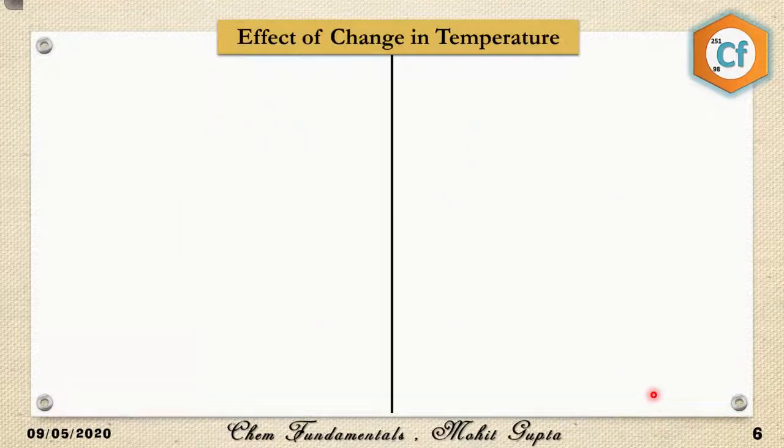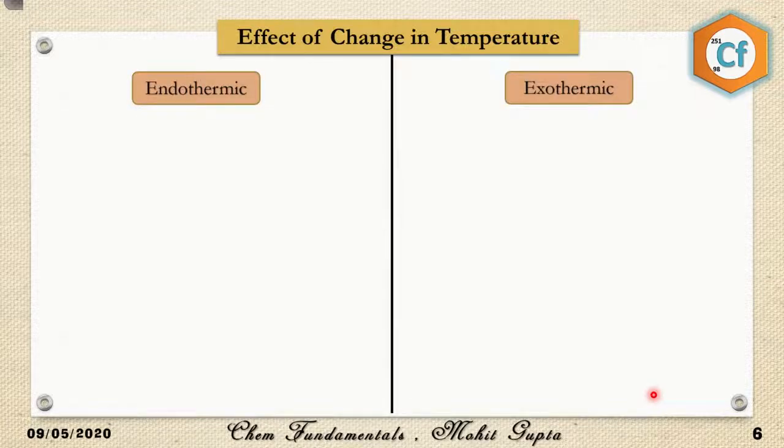Next, we talk about the effect of change in temperature. In order to study the effect of change in temperature, we have to consider two types of reaction. One is exothermic and the other is endothermic. Endothermic are the reactions where energy is absorbed to carry out a reaction, whereas in exothermic reactions, the energy is released during a reaction. So if you have taken a RB flask, in an exothermic reaction, the flask will become warm. Whereas in case of endothermic reaction, the flask in which you are carrying out the reaction will become cold.